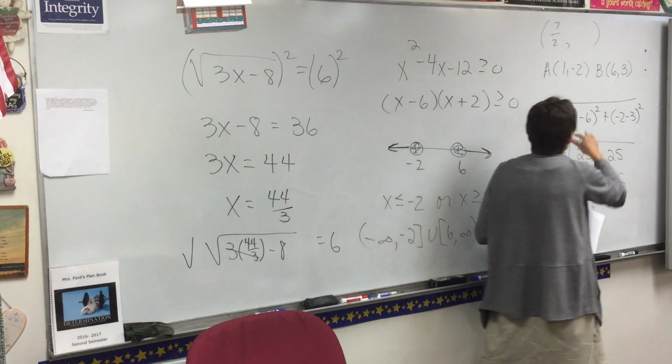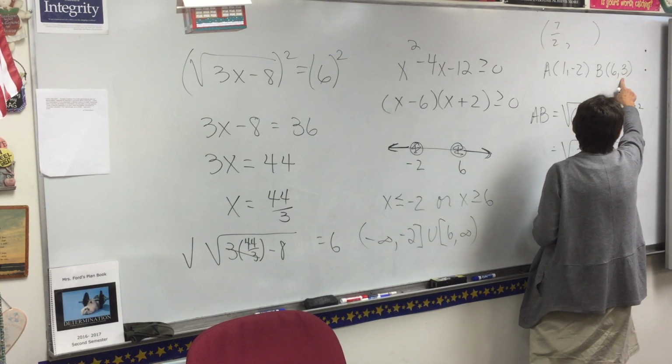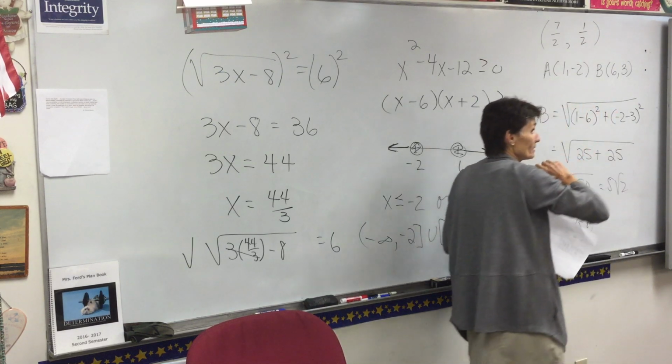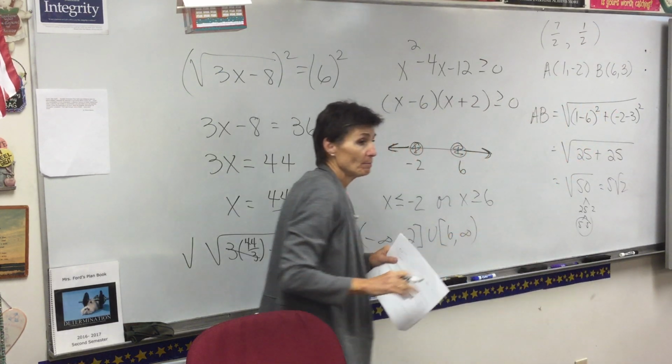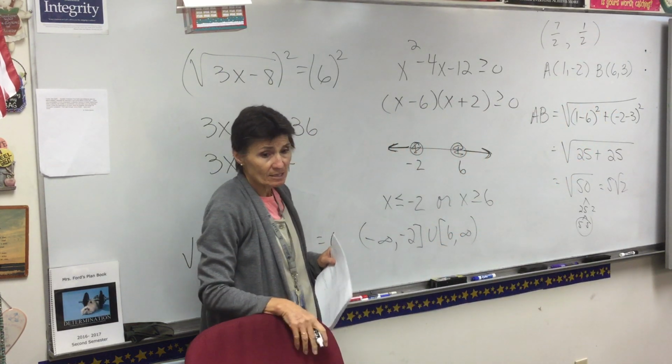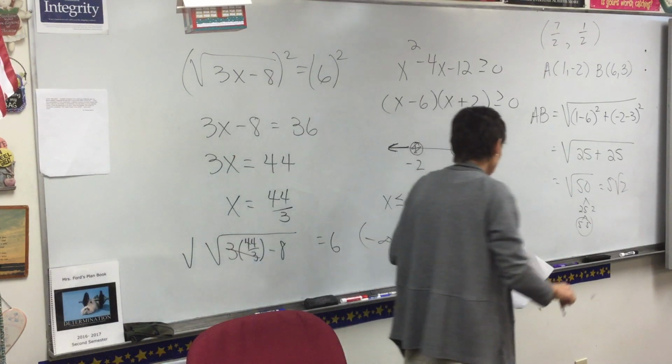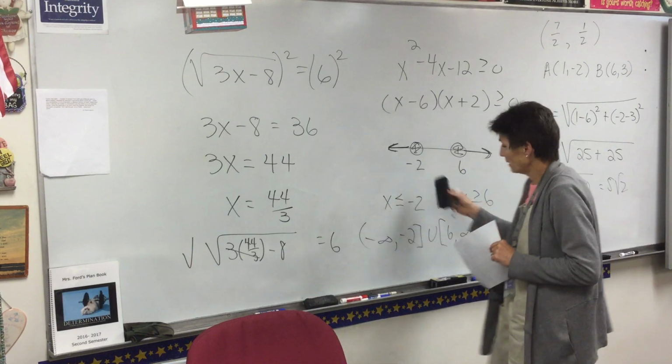And then the average y, add them, divide by 2, 1/2. So that is your midpoint. You add the x's, divide by 2, add the y's, divide by 2. That is how we find the midpoint.